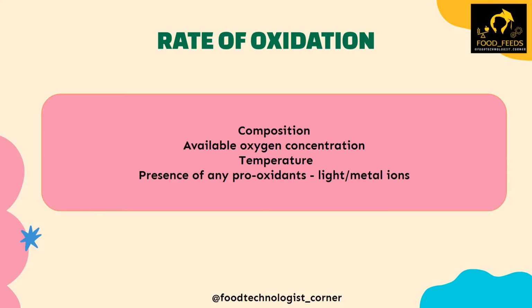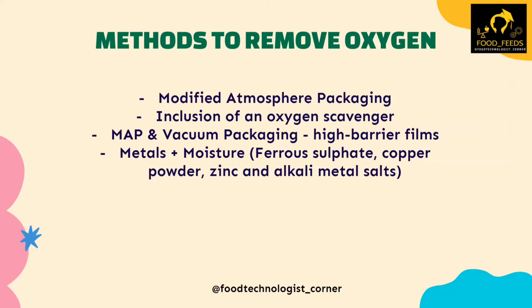So there are different methods used to remove the oxygen from a packet, including modified atmospheric packaging, including oxygen scavengers in the packets, and a combination of modified atmospheric packaging and vacuum packaging, which can be used with high barrier films, which will hinder the oxygen from passing over. There is a limitation of this vacuum packaging because it can only be applied to certain food types, which will not damage the structure of the product.